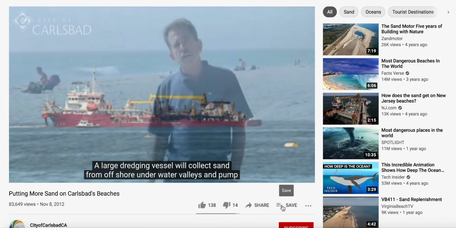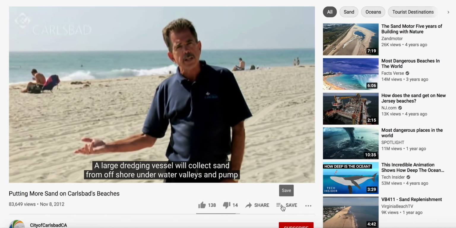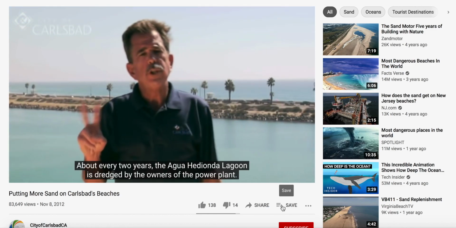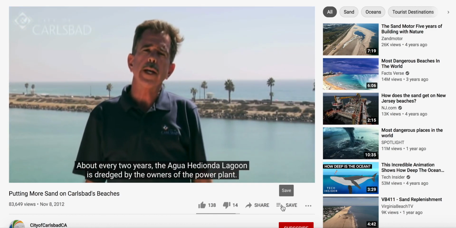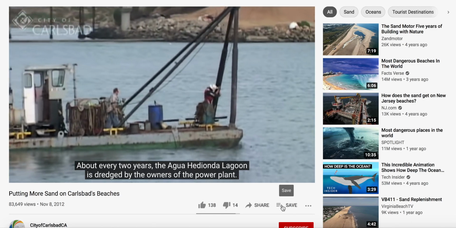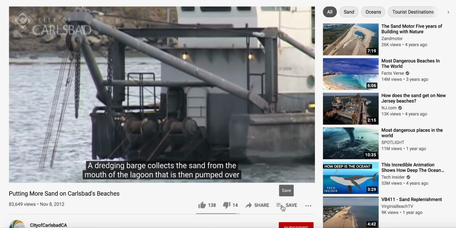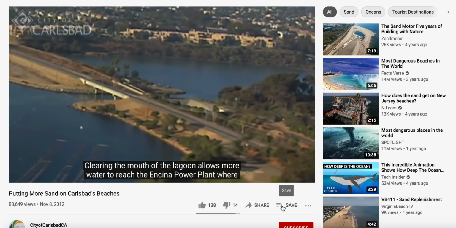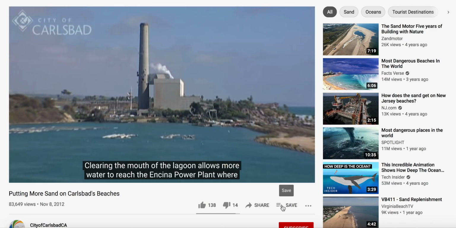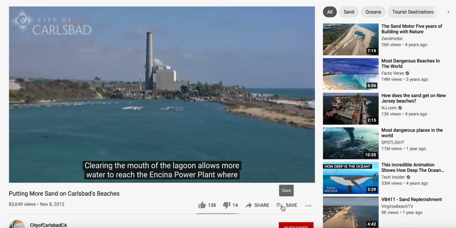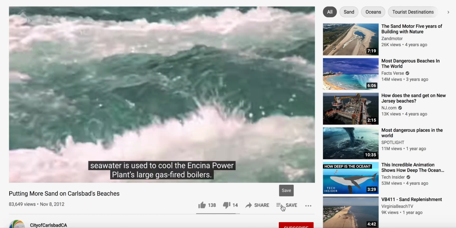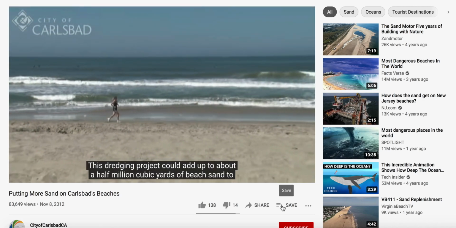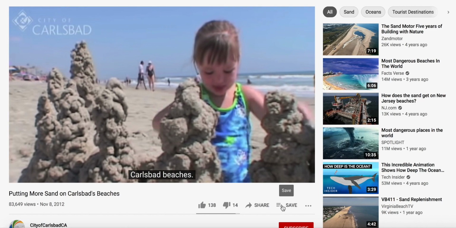A large dredge vessel collects the sand from underwater valleys and then pumps that sand onto the local beaches. About every 2 years, the western basin of the Agua Hedionda Lagoon is dredged by the power plant. A dredge vessel collects the sand from the mouth of the lagoon, which then pumps the sand onto the beach. Keeping the mouth of the lagoon clear of sand allows more water to reach the Encina power station, which uses seawater to cool their large gas-fired boilers. This project could bring up to 500,000 cubic yards of sand to Carlsbad beaches.